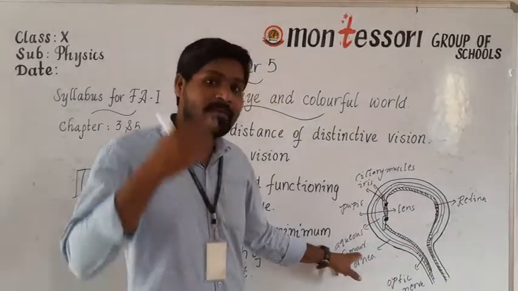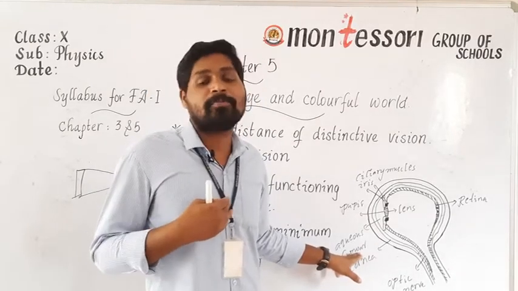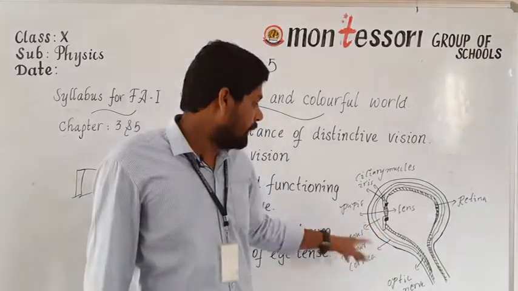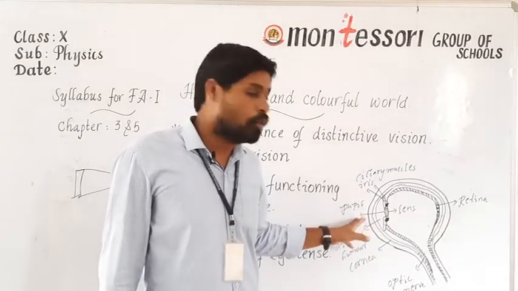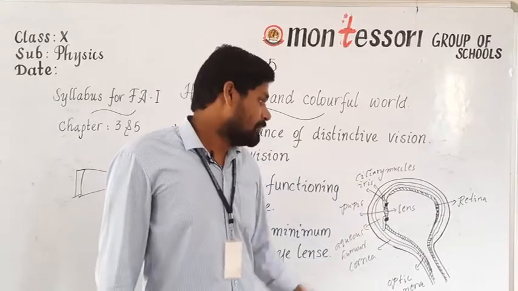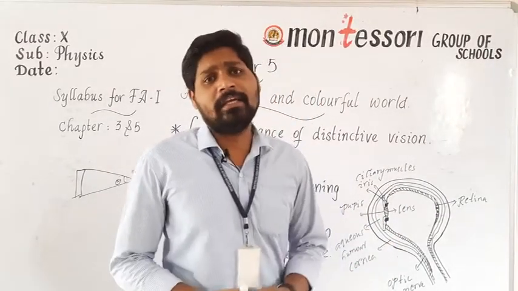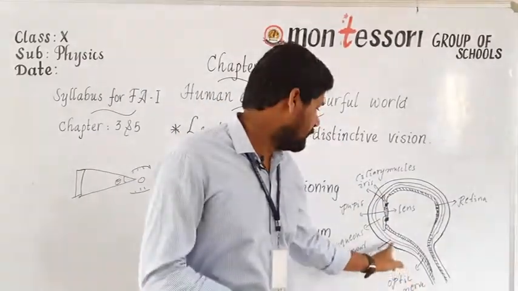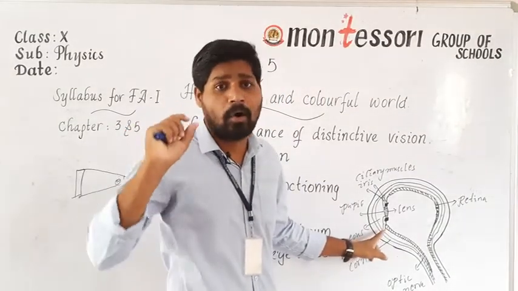Aqueous humor. Whenever you observe our eyes, they are always wet, not dry. That is because of the solution filled between the cornea and the lens. That liquid is what we call aqueous humor. And then the pupil, iris, and ciliary muscles. These are the parts of the human eye. Generally, the part we see from the outside is nothing but the cornea.